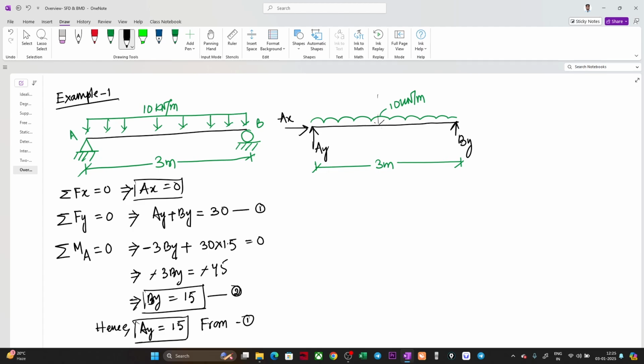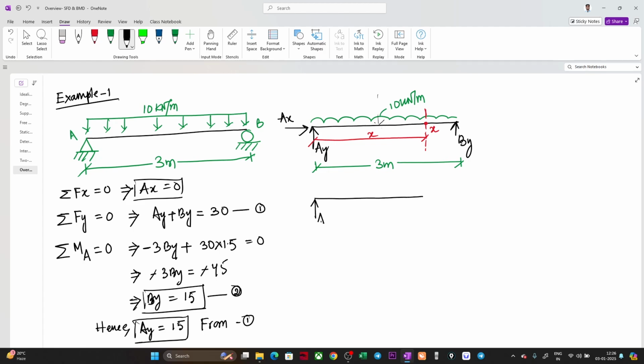Fine. So we got the reactions. Now, if we want to get the internal force developed, we need to cut a section somewhere, right? So let us cut a section somewhere here, and let us say this distance is x. I will name this point x. Now if we draw the free body diagram at x, it will be something like this.